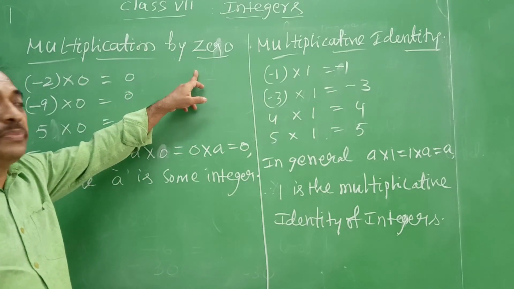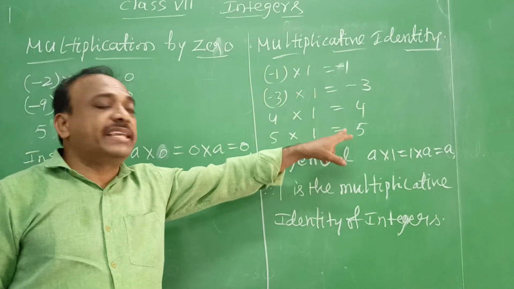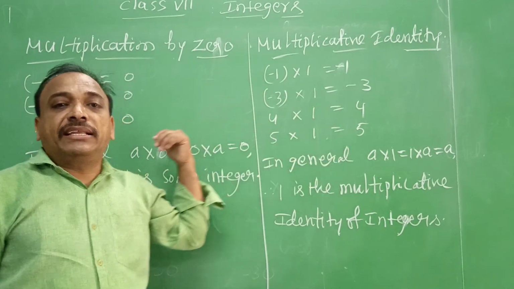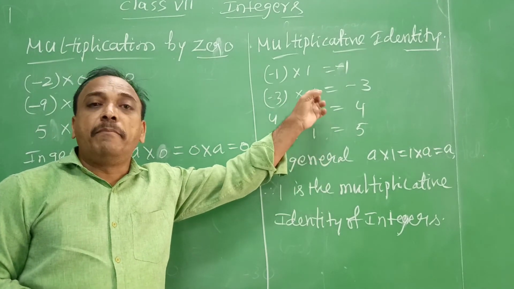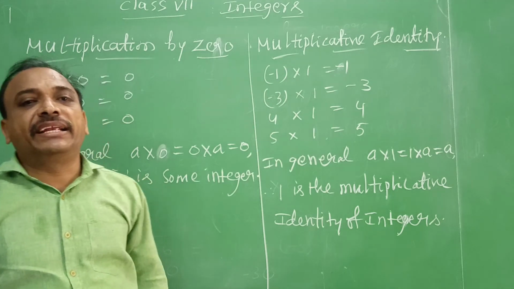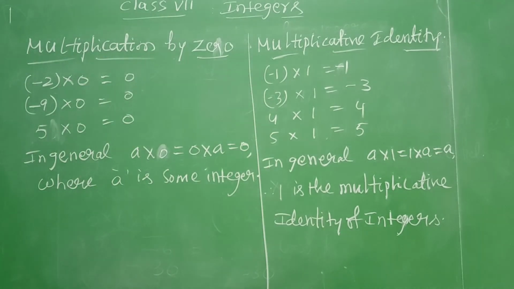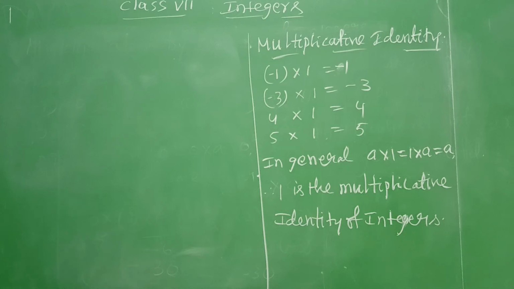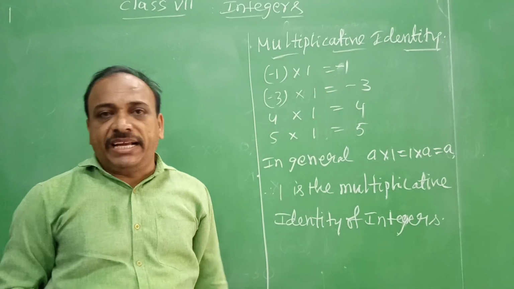This is multiplication by 0, and this is multiplicative identity. If you multiply with 1, we get the same result. Here the result is 0, but here the result is 1. That's why it is called multiplicative identity. Is it clear? You observe it clearly: when we multiply any integer with 1, we get the same number. That's why 1 is called the multiplicative identity.